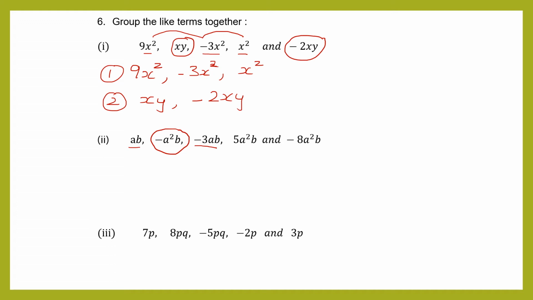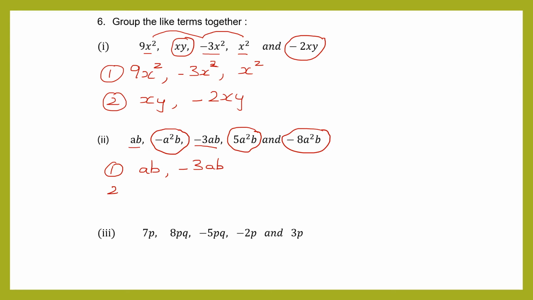Let's see if we have A square B. Yes, 5A square B, and we have minus 8A square B. So we have two groups of like terms. The first group, let's write it down: AB and minus 3AB. They are like terms. Can you see both the terms have A, B in them?